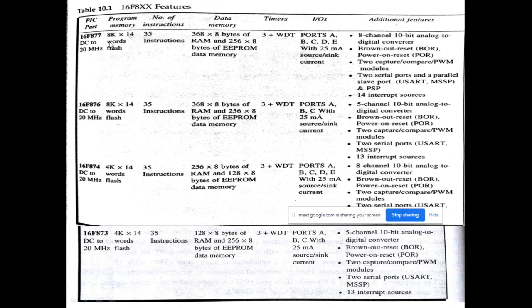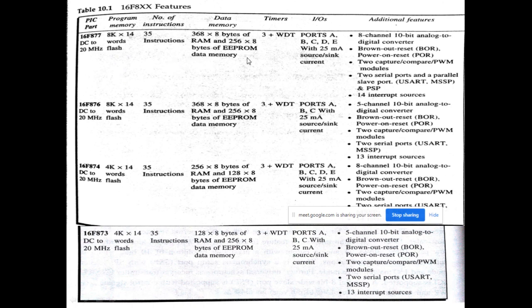Program memory is 8K cross 14 words. You know that in PIC microcontroller the program memory is 14-bit wide, that we have studied last semester. It is 14-bit wide because every instruction of this microcontroller is 14-bit wide, and one instruction is accommodated in one location of the program memory. So the program memory is 14-bit wide, and such 8K locations are there in the program memory. So 8K cross 14-bit program memory.